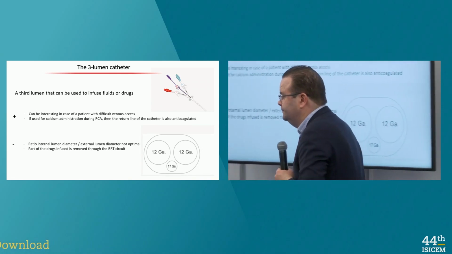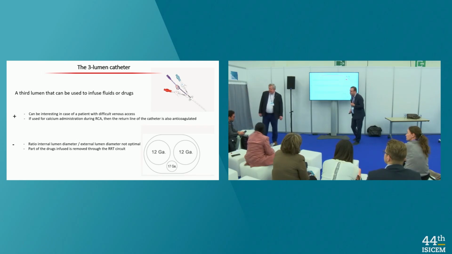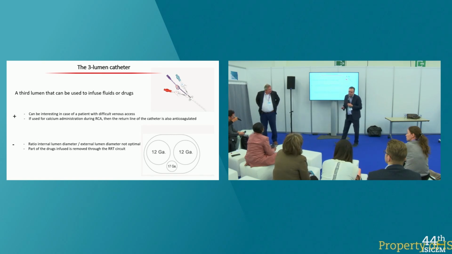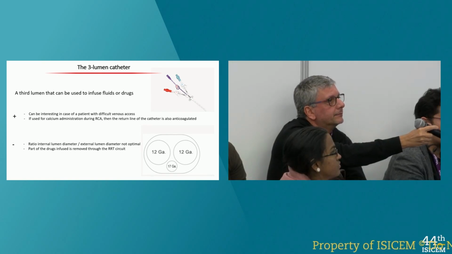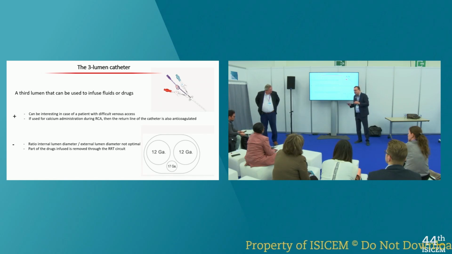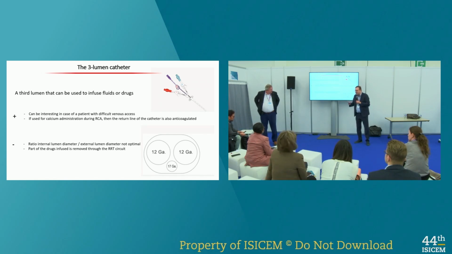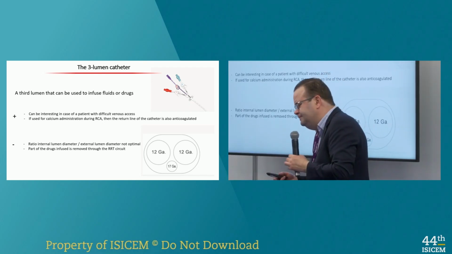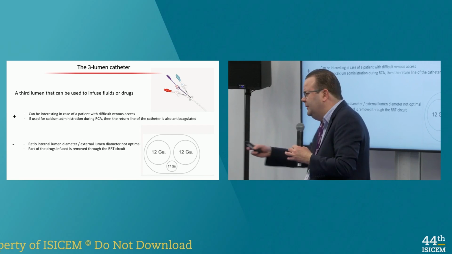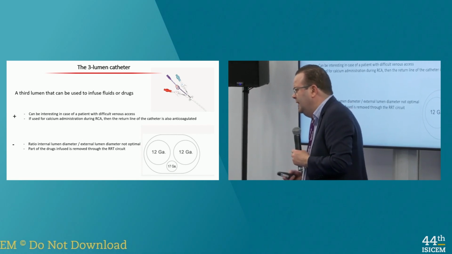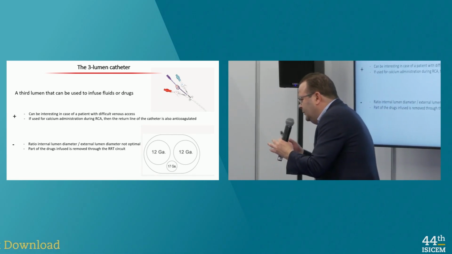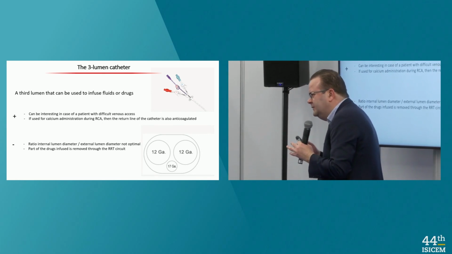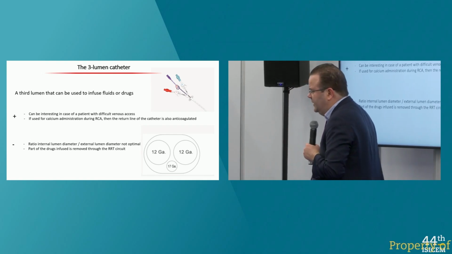Yes? Can you use vasopressors in the third lumen? Yes, you can. You can use vasopressors on this line, and I know some people doing it. You have to know that some of the norepinephrine is going to go into the machine and be lost, but it's not so important because you can adapt. And some people claim that the half-life of this vasopressor is so short that it's not so important. So of course you can use vasopressors on these lines.